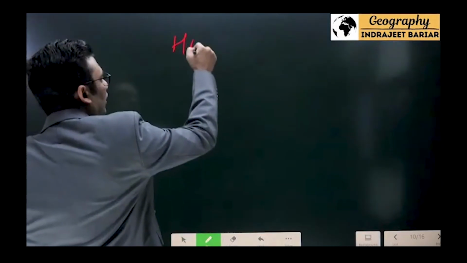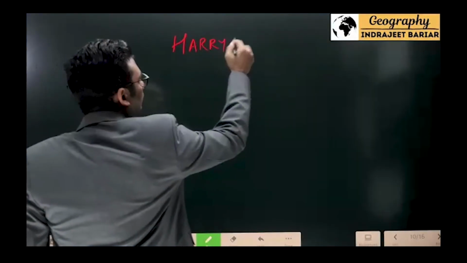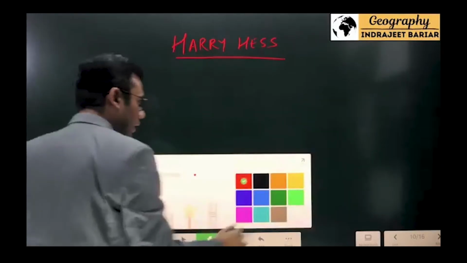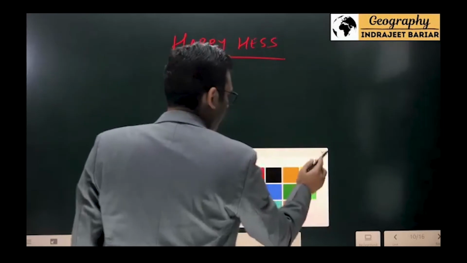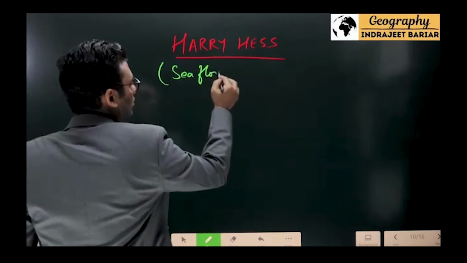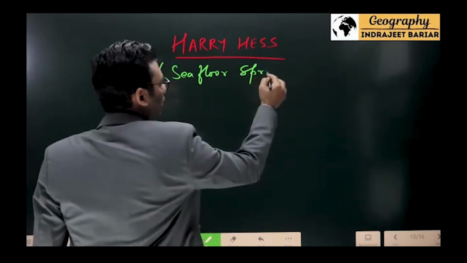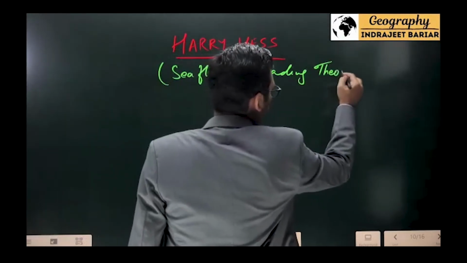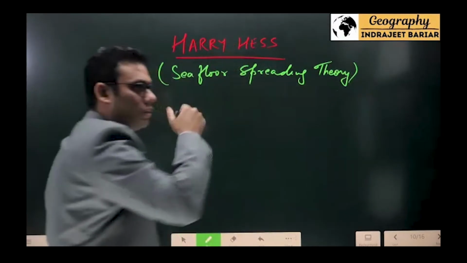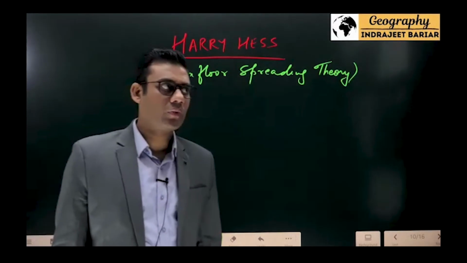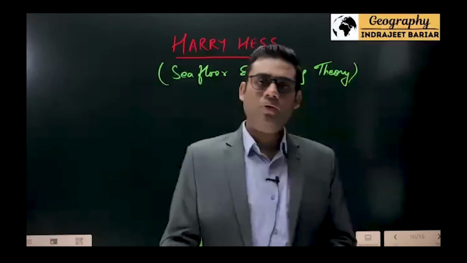a geographer known as Harry Hess came up with this magnificent theory called the seafloor spreading theory. Seafloor spreading theory.